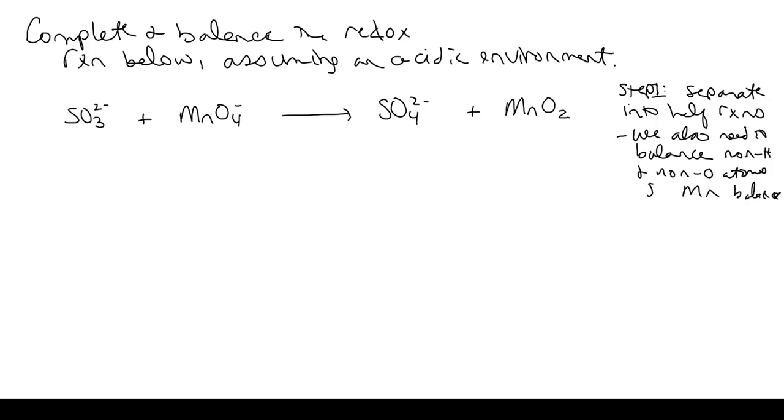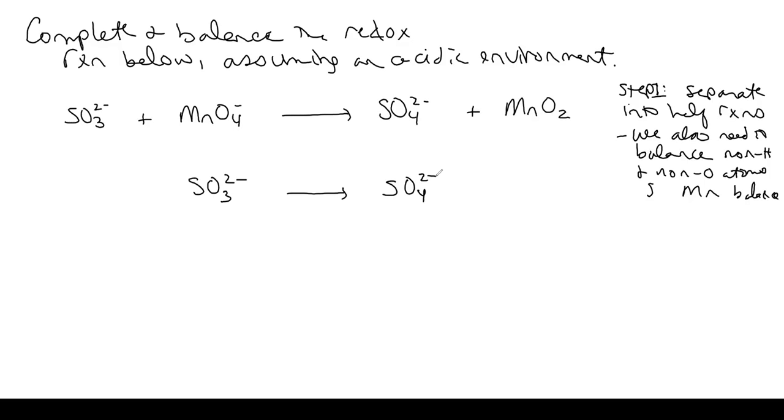So let's separate them into half reactions. So I'm going to take the sulfite, I'm going to keep it on this side, and I'm going to put an arrow, and then I'm going to leave some space. So that's why things are spread out a little bit. That's on purpose, because we're going to do some more to this. So there is our sulfur-related half reaction.